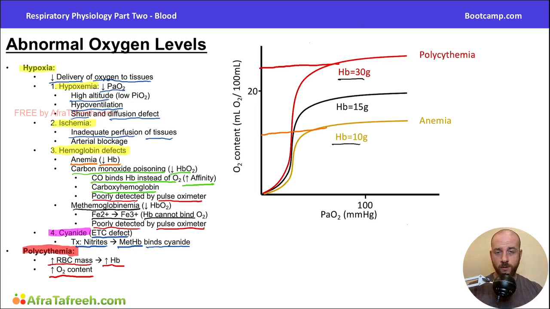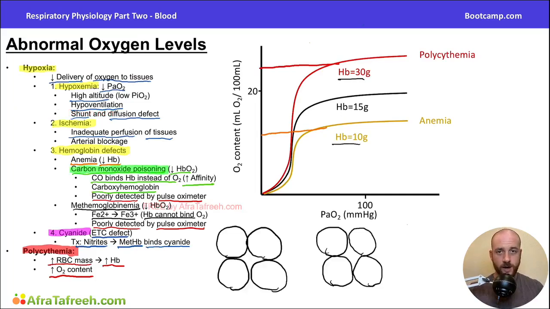Okay, so we're going to add one more curve onto this graph, and this is where it gets a little tricky. We're going to be adding the carbon monoxide curve. Okay, so we just have two hemoglobin proteins here, and the hemoglobin protein on the left is going to be hemoglobin in the presence of carbon monoxide.